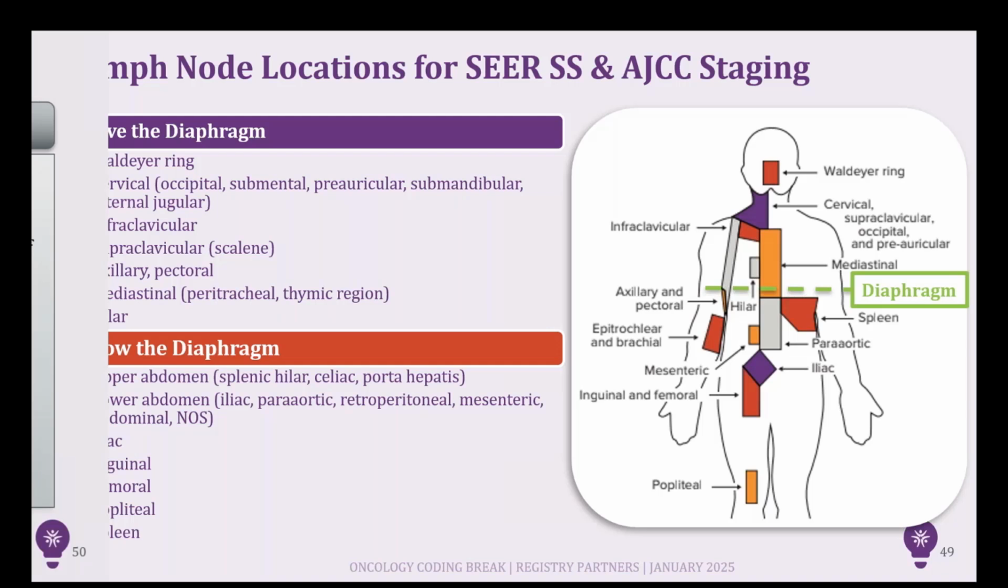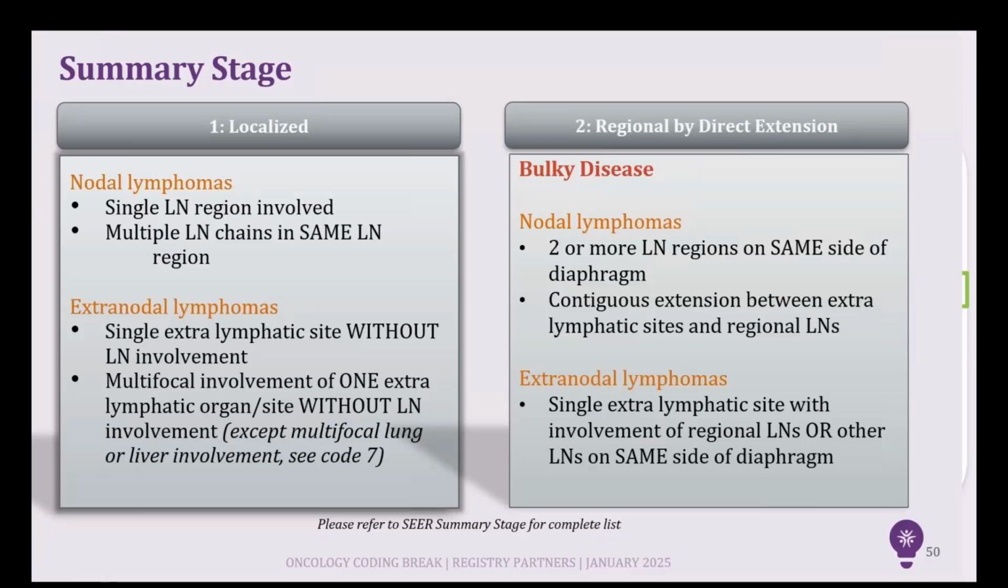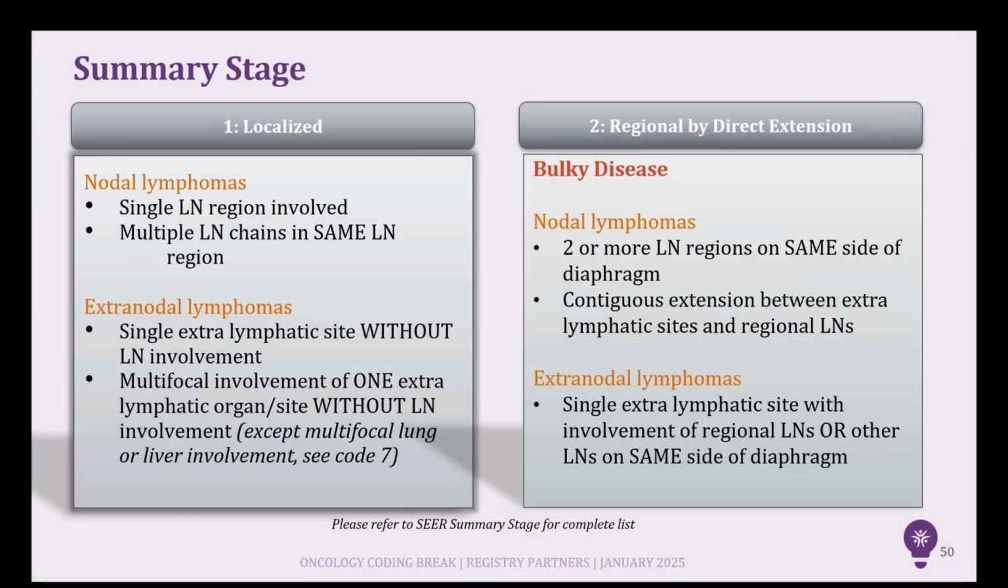SEER summary stage for lymphomas is based on nodal involvement, organ involvement, bulky disease, or disseminated disease. So for nodal involvement, we're going to be looking for mention of fixed, matted, or a mass in areas like the hilar or mediastinum. We're looking for terms like palpable, enlarged, shotty, or lymphadenopathy. All of these indicate nodal involvement.